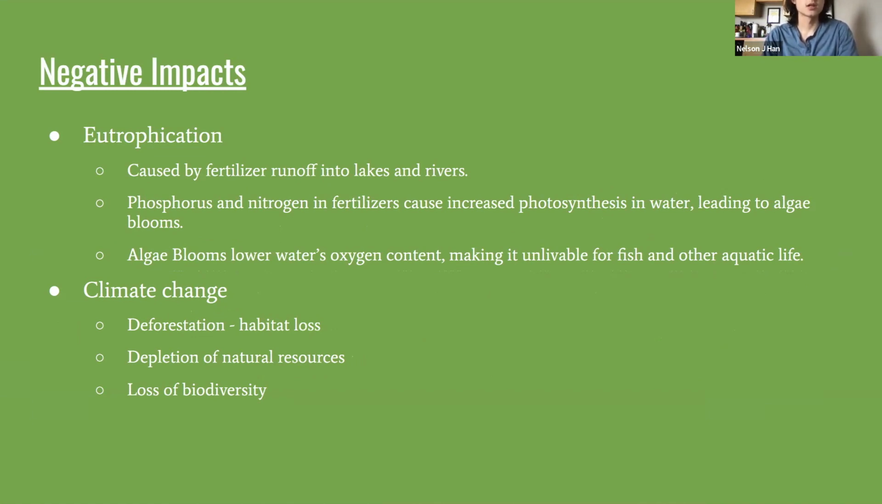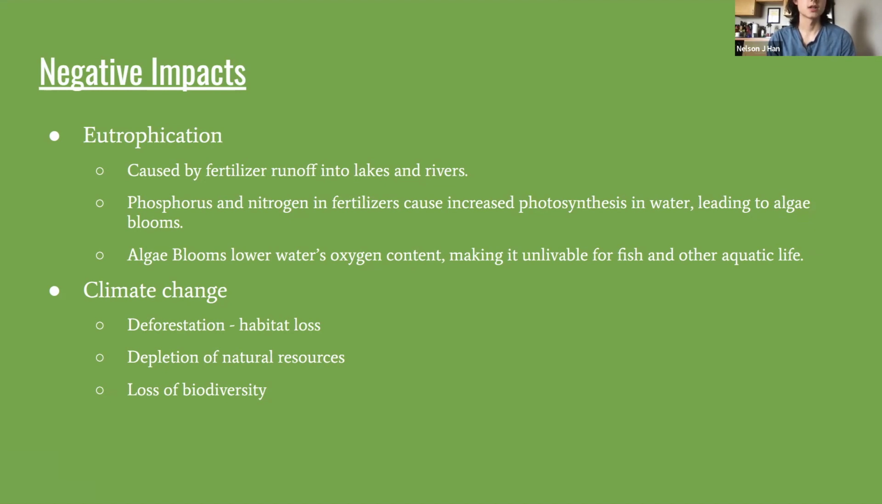So what eutrophication is, it's when fertilizer runoff, which contains phosphorus and nitrogen, seeps into lakes and rivers. And while both of these chemicals are natural in small amounts, the large amount present in fertilizer causes what's known as an algae bloom. This is basically when all the plankton in the water photosynthesize the nutrients at such a rate that the algae really takes off and causes the water to turn a sickly green, clumpy, like it turns into a mess.